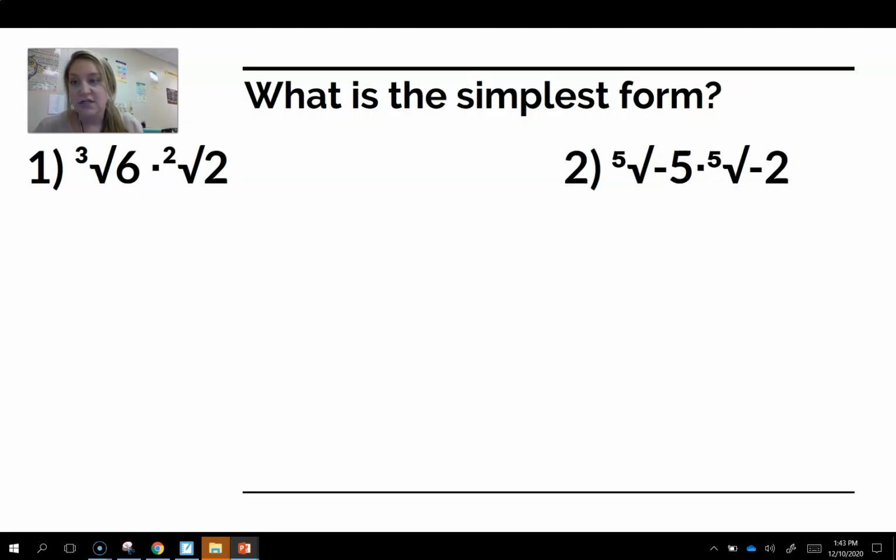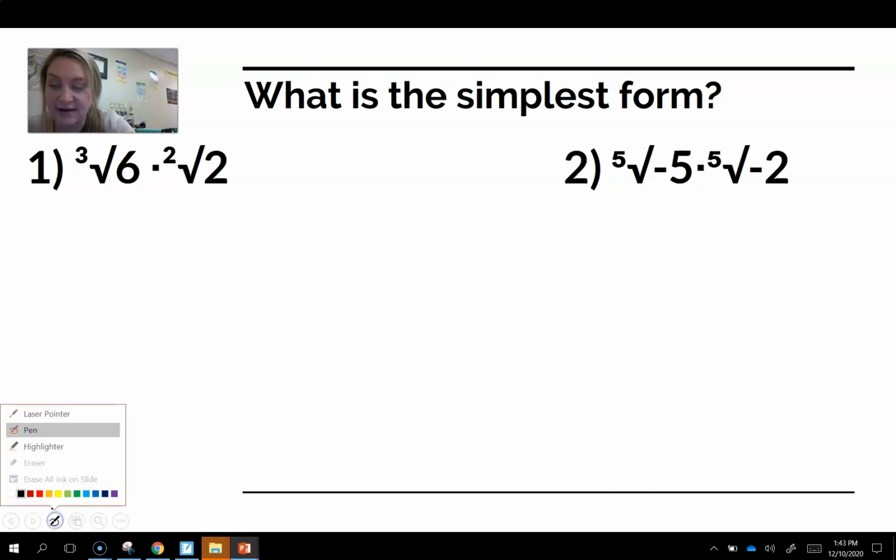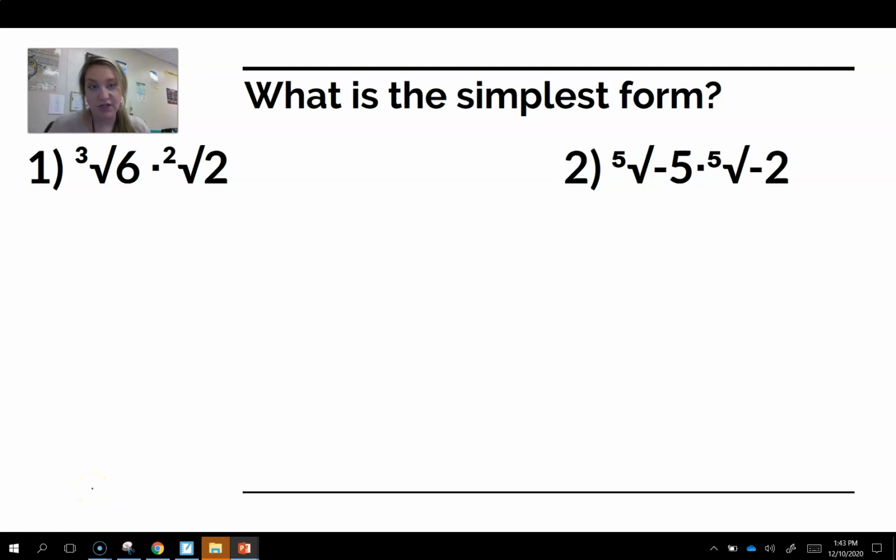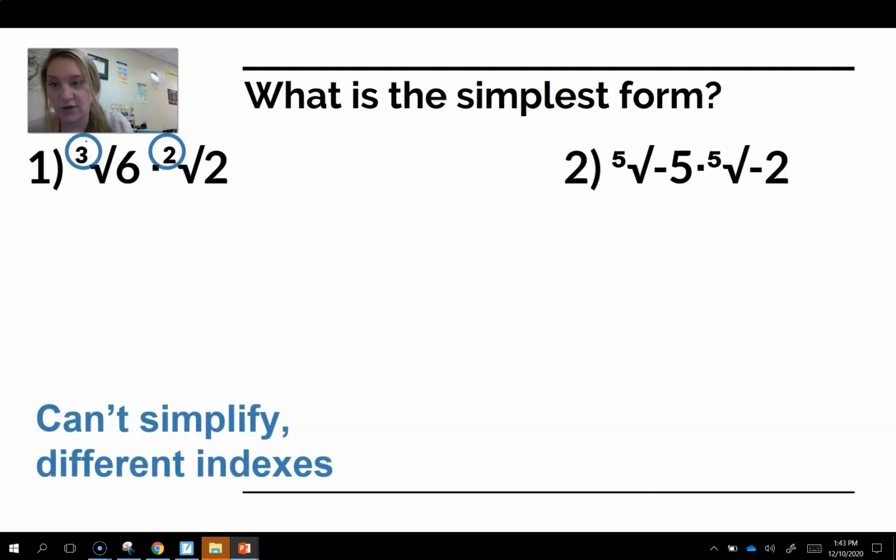All right? So look in here, we have what is the simplest form. We have the cube root of 6 times the square root of 2. Well, if you notice, this has a cube root and a square root, so this one we actually can't simplify. We can't do anything with these. Number 2, they both have a fifth root. Okay, so we can do this.